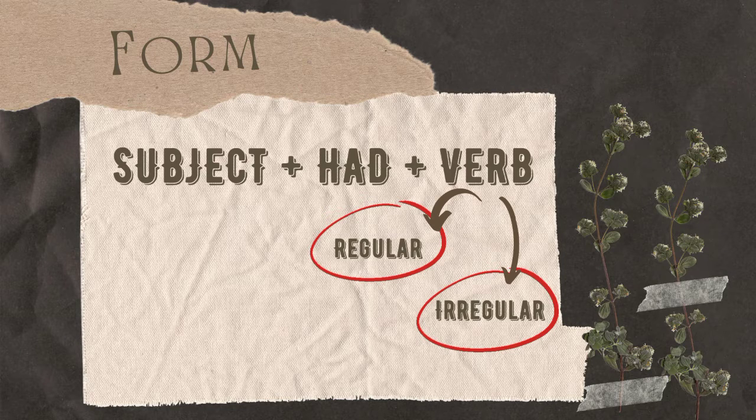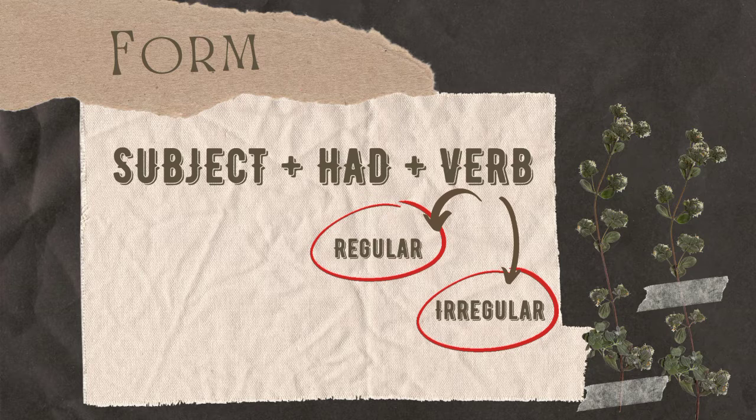Now, let's look at how we form the past perfect tense. So, the basic structure is subject plus had plus verb. What does that mean? Subject means one of these words like I, you, we, they, he, she, it. Then you have the helping verb had, and only had. That's the form you use for everything, all the subjects. And then you have to add the verb in the past participle.